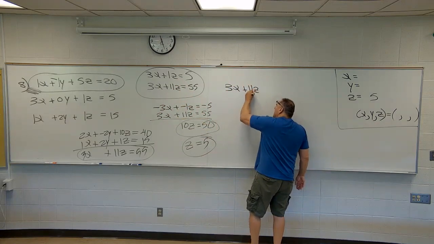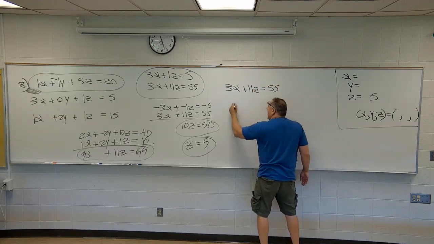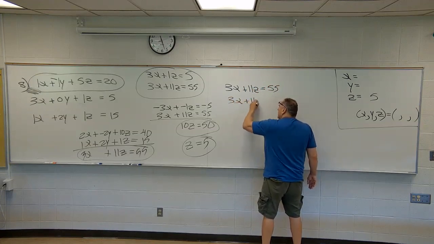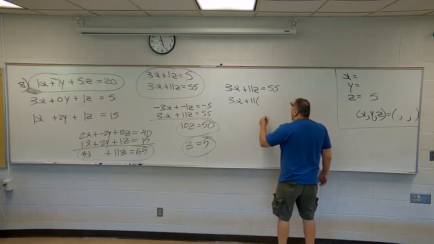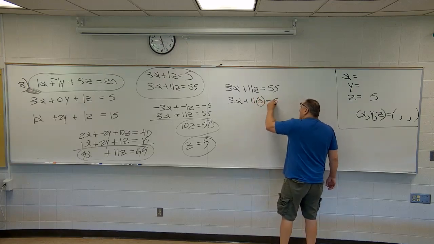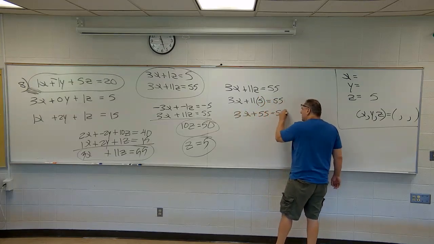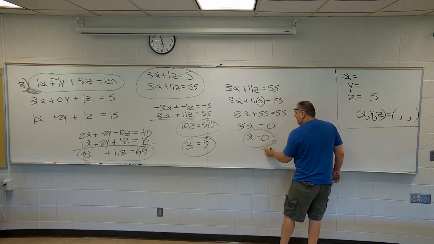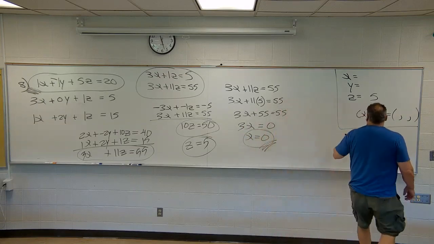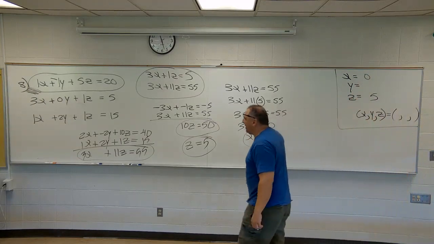3x plus 11z. You're really doing the elimination method here. You said z equals 5, so z is equal to 5. Subtract 55 on each side. Divide by 3. X equals 0. Great. X equals 0, z equals 5.